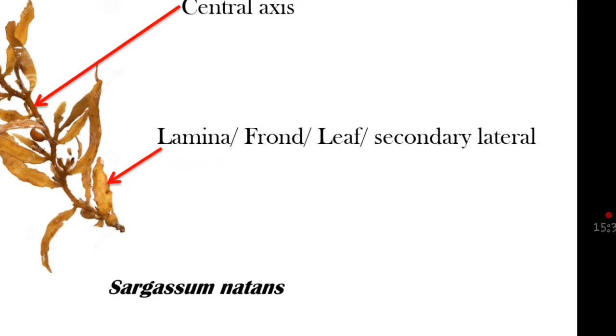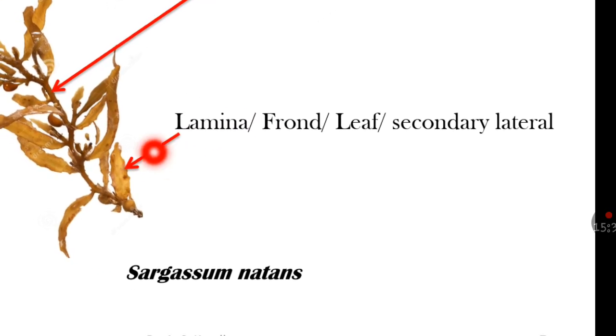पत्ते के जैसा जो दिख रहा है आपको, isn't it? This is called lamina, frond, and you may call it leaf, इसको लीफ भी बोल सकते हैं आप, लेकिन it is not true leaf, और इसको सेकेंडरी लैटरल भी कहते हैं। देखो इतने नाम हैं इसके: लैमिना, फ्रॉन्ड, लीफ, सेकेंडरी लैटरल, isn't it? तो ये सारे सेकेंडरी लैटरल्स हैं ये पूरे, isn't it?